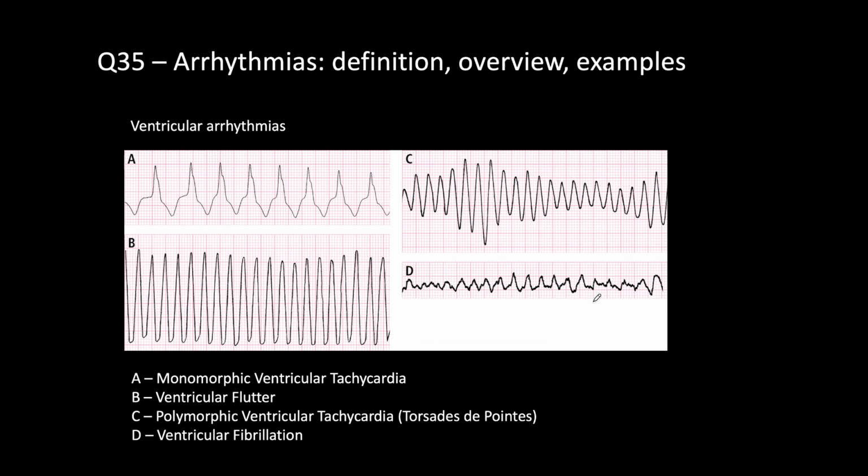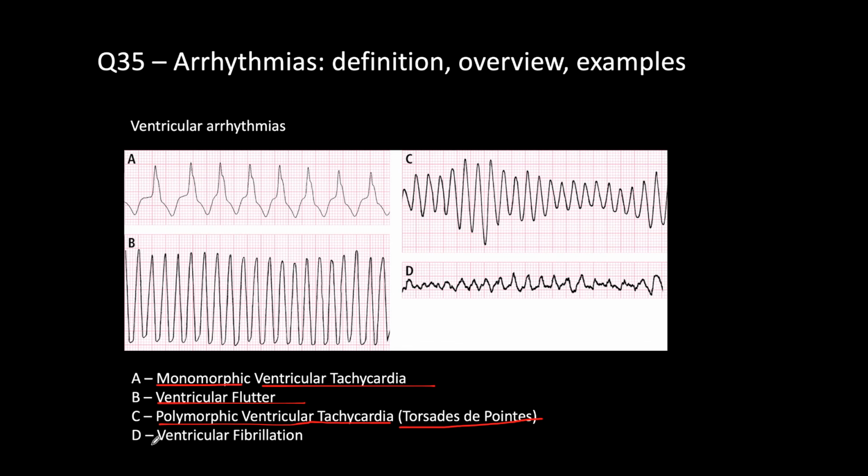And we have four different types of ventricular arrhythmias here. On graph A, we have monomorphic, which means they all look the same, which is true because they all look the same: ventricular tachycardia. And B, ventricular flutter, just absolute mayhem here. As you can see, ventricular flutter. Then polymorphic ventricular tachycardia, which is the fact that there are different morphologies, so different sizes. This is also called torsades de pointes, which directly translates to twisting of the points.